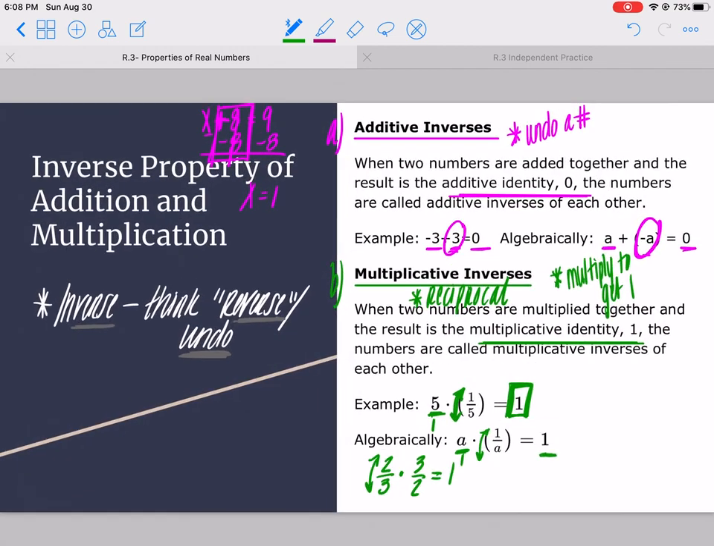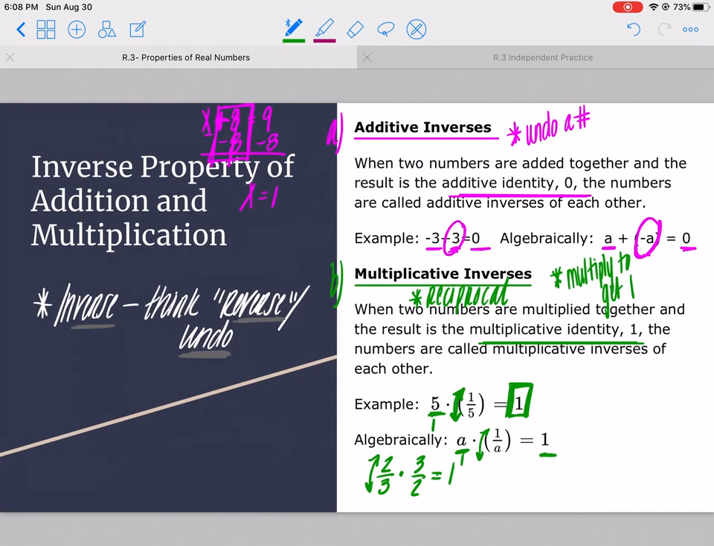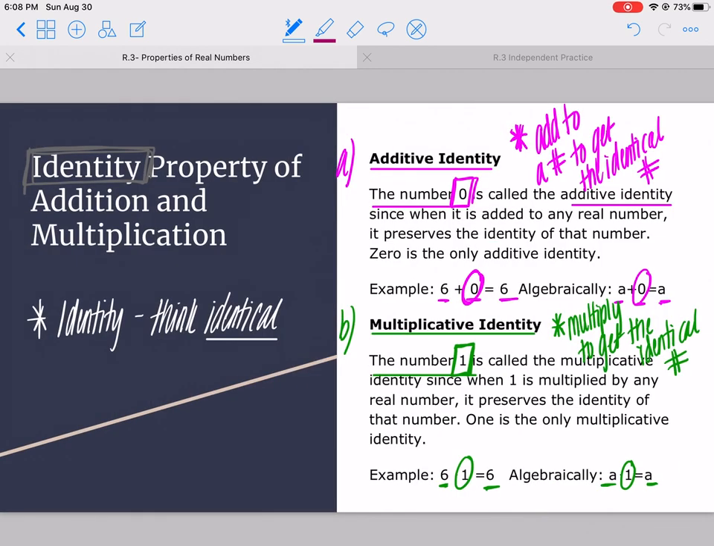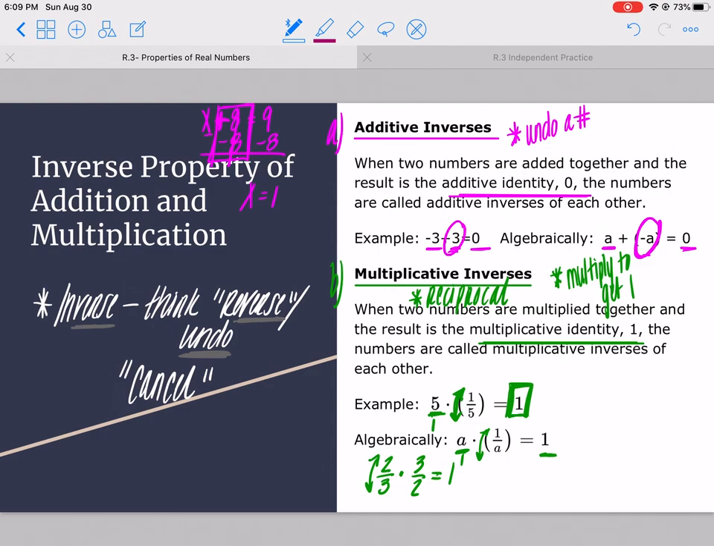Okay, so make sure, again, for inverse property and identity property, you're really taking good notes and trying to remember, okay, inverse, I'm trying to reverse or undo or quote unquote cancel the number. Okay, what can I do to get rid of it and to get 0 when I add or to get 1 when I multiply? Identity, we're looking for what can I do to get the identical number. So these are your properties of real numbers.